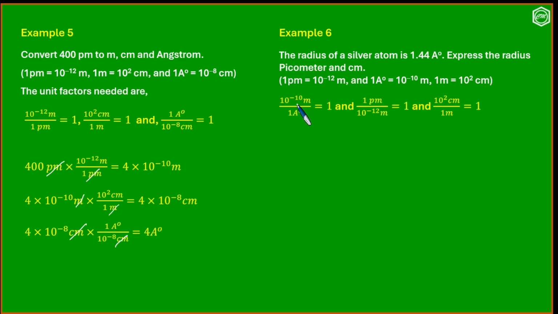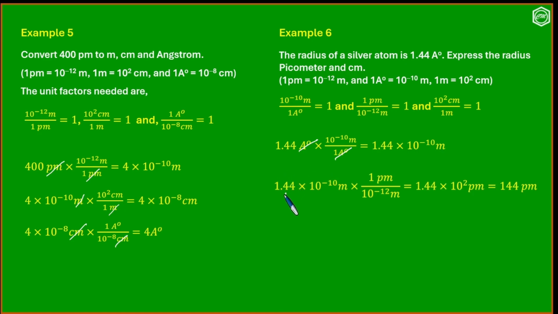First, we construct the unit factors. 10 raised to minus 10 meter by 1 angstrom is equal to 1. 1 picometer by 10 raised to minus 12 meter equal to 1. 10 raised to 2 centimeter by 1 meter is equal to 1. 1.44 angstrom into 10 raised to minus 10 meter by 1 angstrom. So the angstrom and angstrom get cancelled. So 1.44 into 10 raised to minus 10 meter.